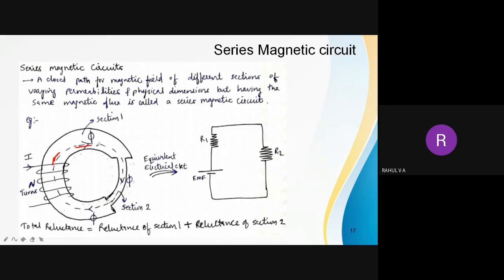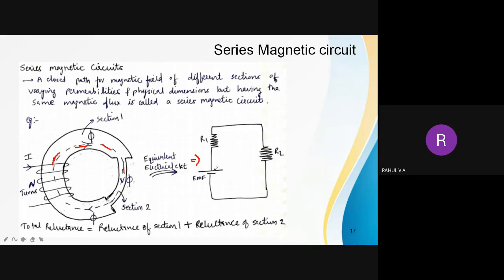Here you can see flux is flowing. Even though the area at section 2 is very small, the same amount of flux is flowing through that particular area and comes back to the south pole of the magnet. So there is no change in flux, even though there is a change in diameter or cross-sectional area. This kind of circuit is called a series circuit. It is similar or equivalent to the electrical series circuit we discussed earlier, in the first module.